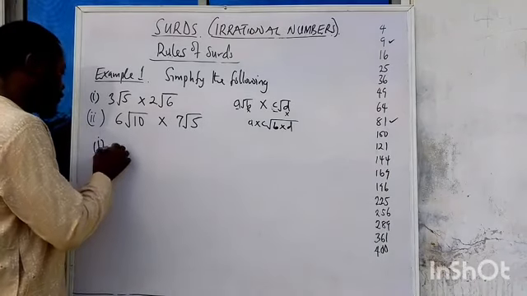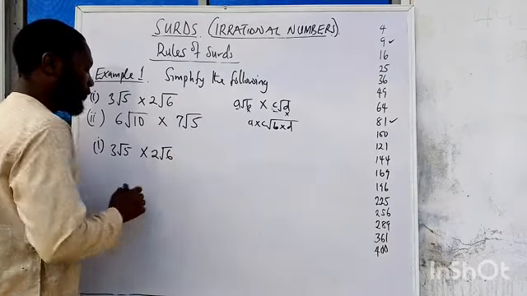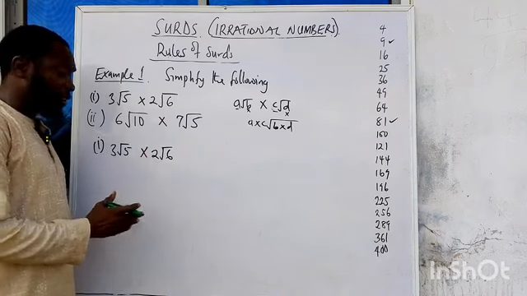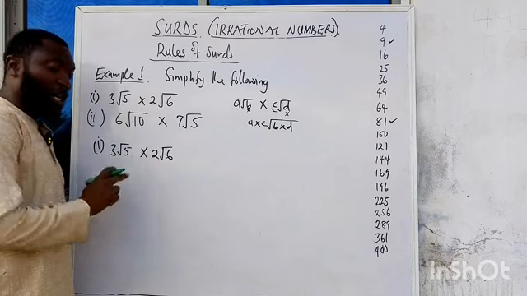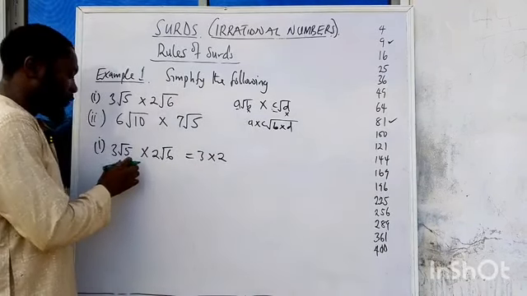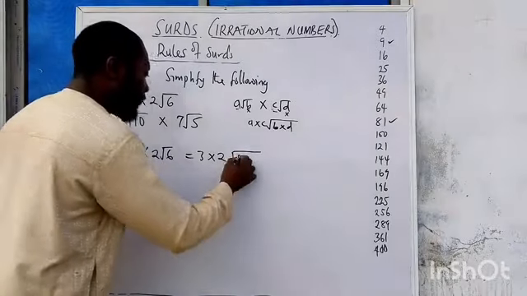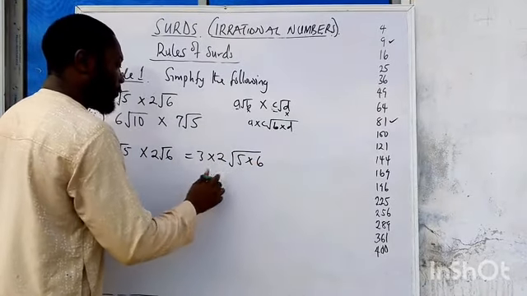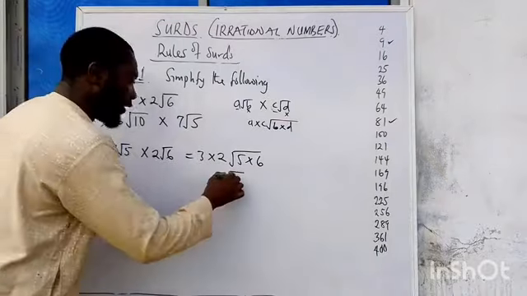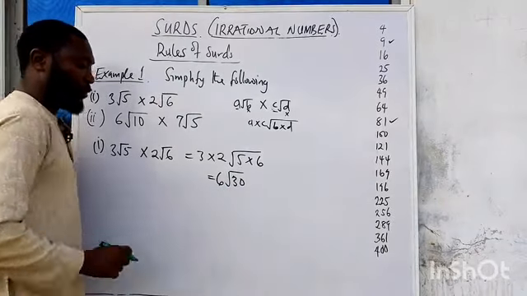Example 1. We have 3 square root of 5 multiplied by 2 square root of 6. Let's multiply these two together. 3 times 2, yes, we are multiplying 3 and 2 together because they are outside the root. Now the value in the root will also be multiplied together, so I keep this: 5 multiplied by 6. 3 times 2 is 6. 5 times 6 is 30. So this equals 6 root 30.